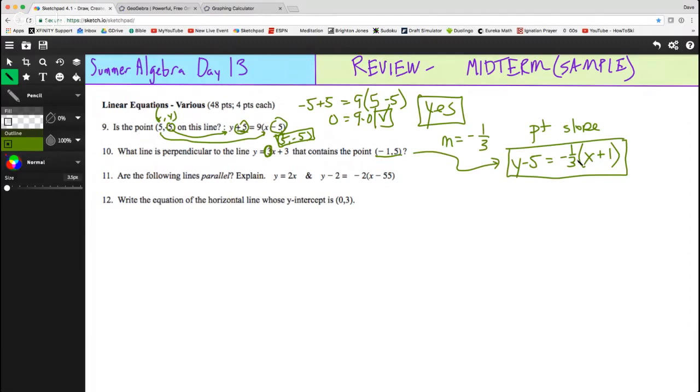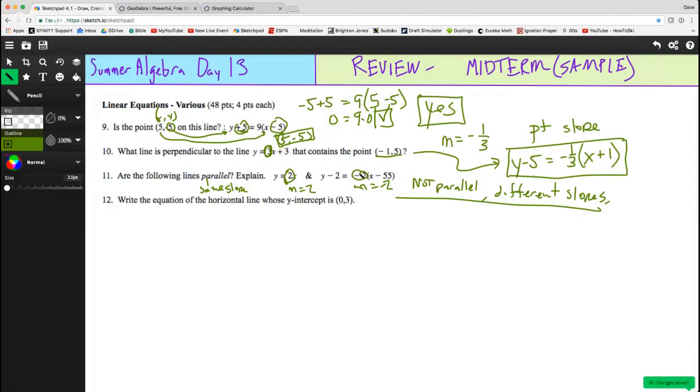Now, are the following lines parallel? Well, parallel lines have the same slope. And this has a slope of m equals 2. And this has a slope of m equals negative 2. So these are not parallel because they have different slopes. What's Mr. Lipscomb trying to do? He's trying to trick you because the slopes look like they might be the same, but one's negative and one's positive.